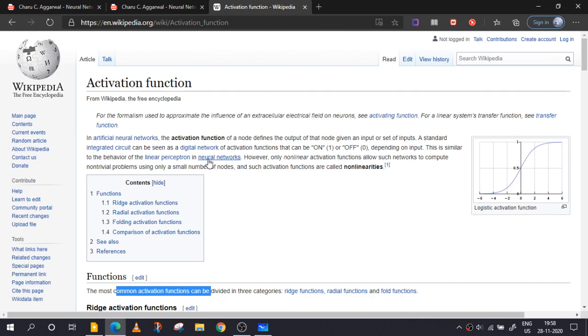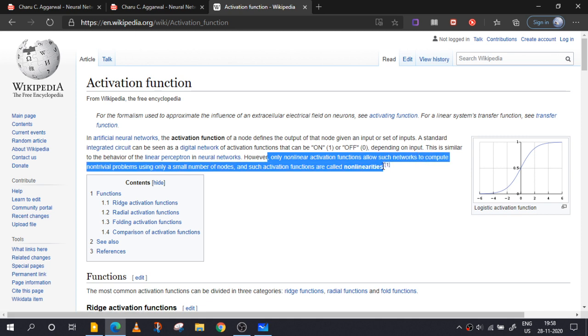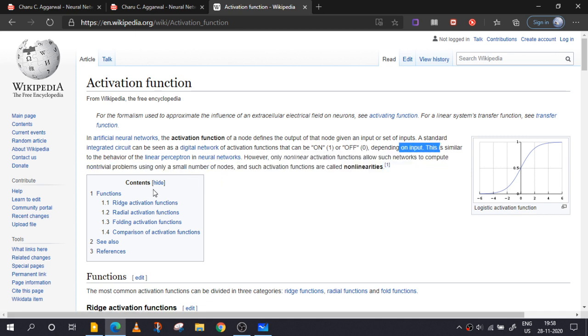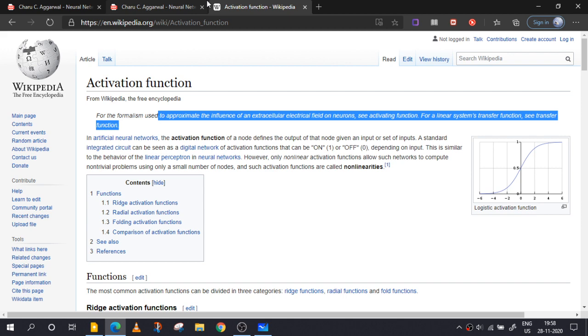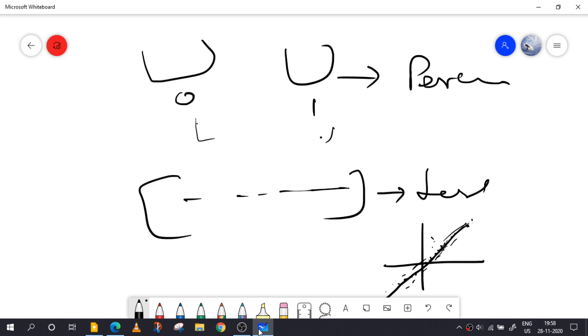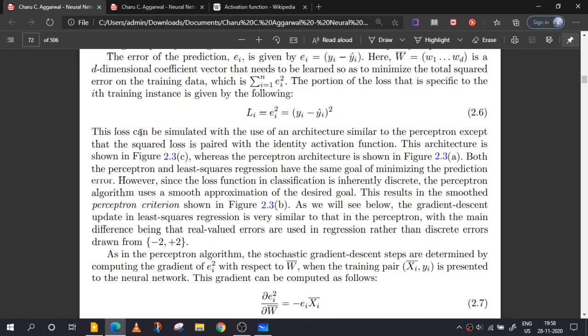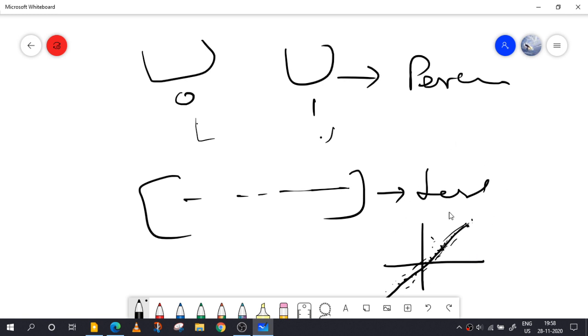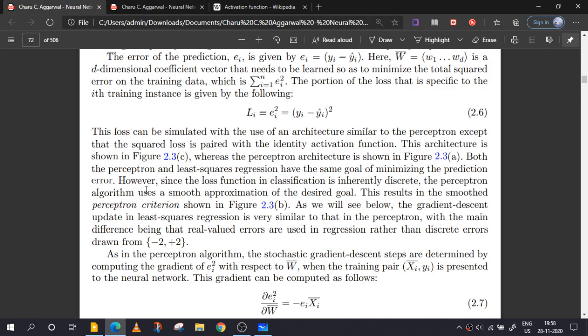The most common networks, however, are nonlinear networks, with non-trivial approximation. So basically, I think it's approximating to this value. If some value comes here, you're just approximating it to here. I don't know exactly, but will both the perceptron and least squares have the same loss function, which is the identity one? I'll get to the loss function later. However, since the loss function in classification is inherently discrete, the perceptron algorithm uses a smooth approximation for the desired goal. This results in the smooth perceptron criterion, which is seen below.